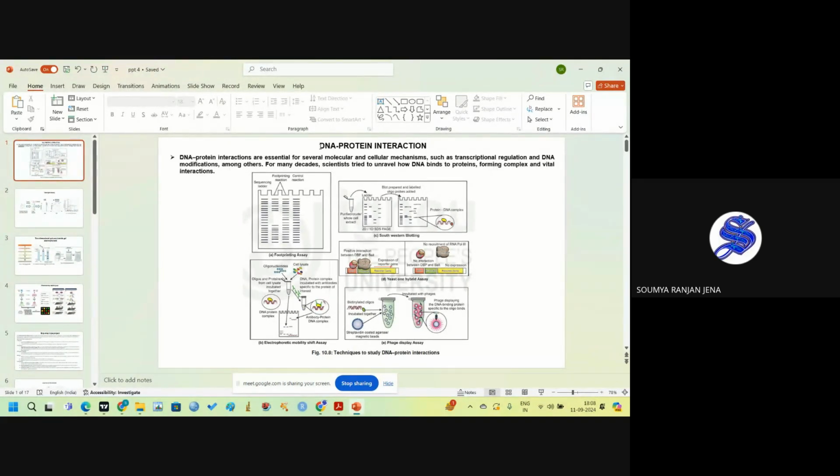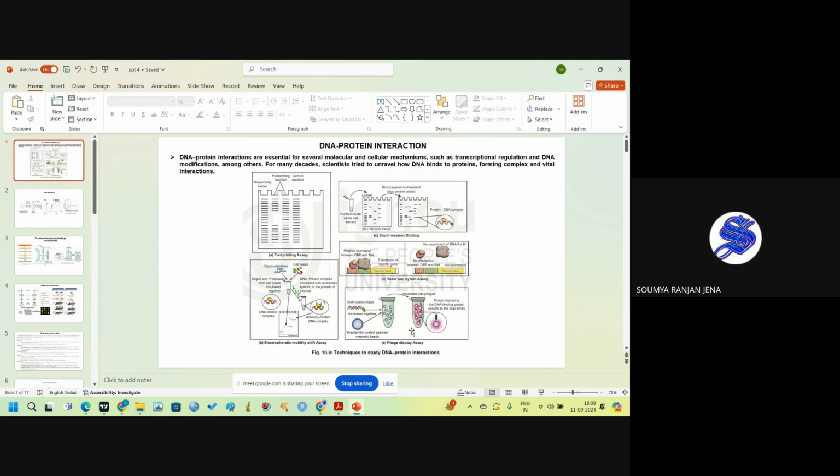with this DNA. To study this DNA-protein interaction, there are five different types of techniques. One is the footprinting assay. The second is southwestern blotting. Southern blotting is for DNA, western is for protein, and here we combine the two. That is southwestern blotting, used for DNA-protein interaction. The third one is the electrophoretic mobility shift assay, the fourth one is the yeast one hybrid system, and the fifth one is phage display.